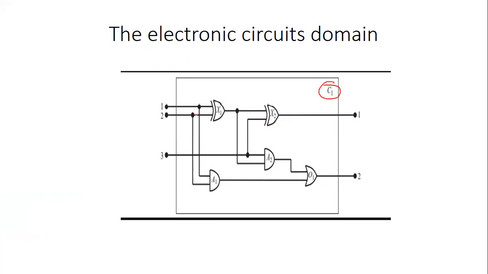This circuit C1 contains three inputs, 1, 2, and 3. And it contains two outputs. These are the two outputs. The first two inputs go to X1. Okay. And the third input and the output from X1 go to A2. The output of A2 and the output of X1 go to X2.